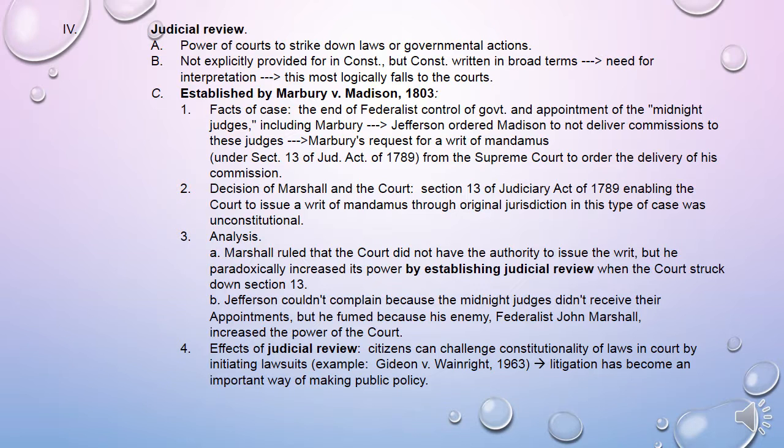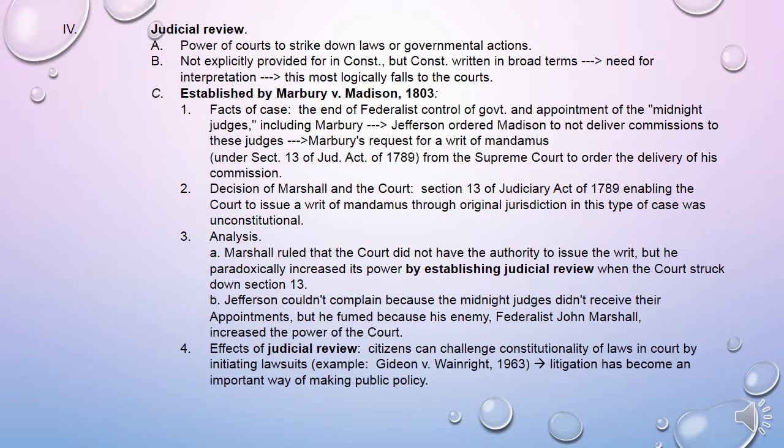I didn't mean Jefferson. Jefferson is anti-federalist. I meant Madison, to not deliver these commissions to the judges. But Marbury wanted to be a judge, so he requested a writ of mandamus, which was allowed under Section 13 of the Judiciary Act of 1789. He asked for this from the Supreme Court to order the delivery of his commission. He wanted to be this judge.